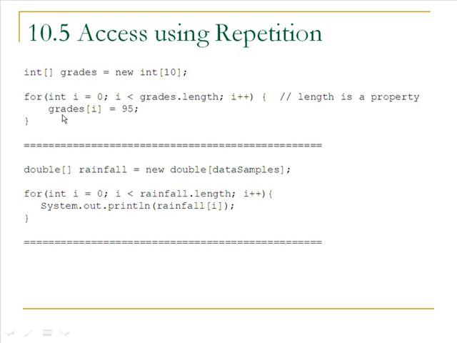So that means this would be grades sub 0 gets 95, grades sub 1 gets 95, up to grades sub 9 gets 95. And the array knows how big it is. Here's another loop for outputting the values that are in the rainfall array, and we ask the rainfall array how big it is as part of this loop.